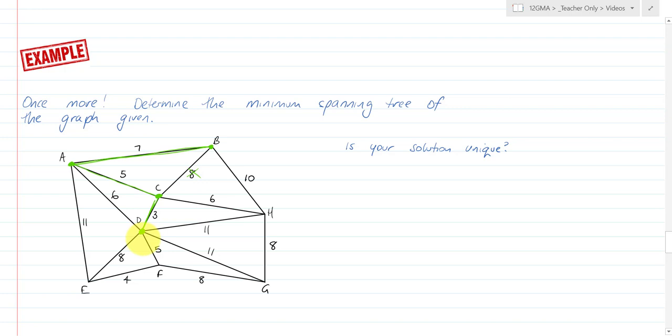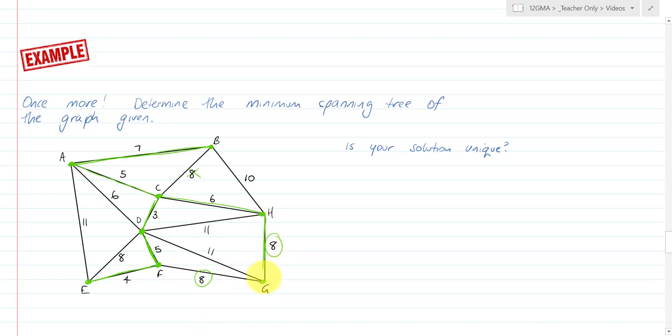Now I've got some 6s floating around here, but I can see a 5 that doesn't create a cycle, so let's use that 5. I'm down to F. At F I can now see a 4, which is handy. That gets me to E. From F I can see an 8. From C I can see a 6, so let's use this 6. There it is there. And now from H and F I've only got one vertex to go, and I can get there along 2 8s.